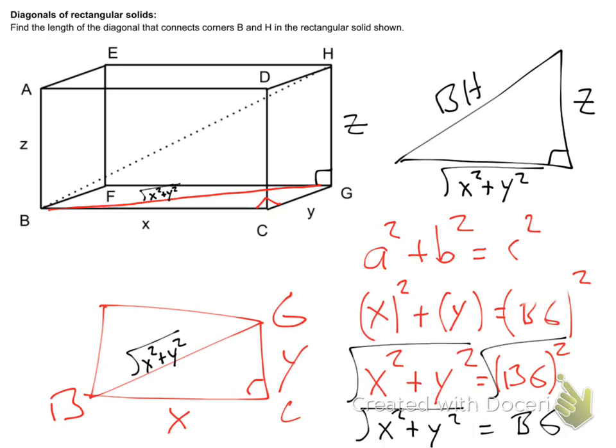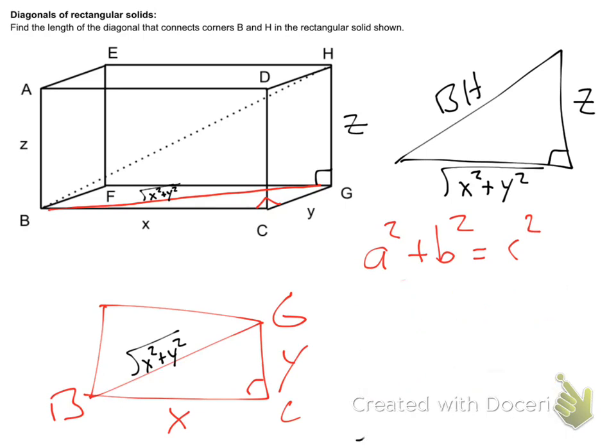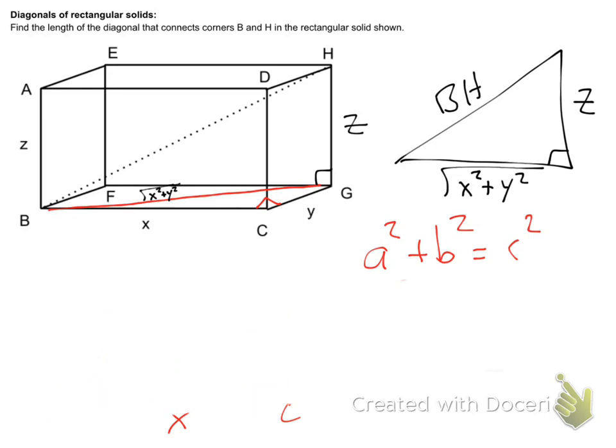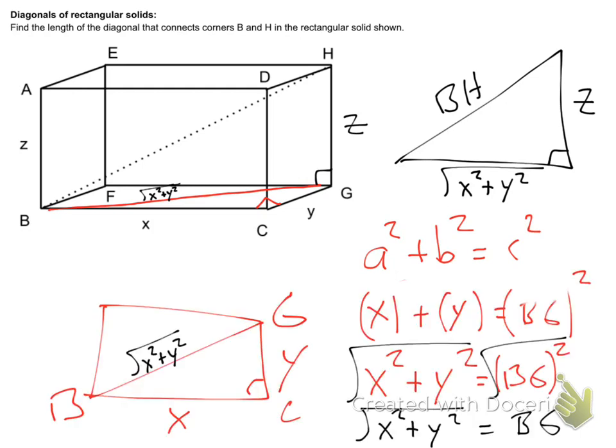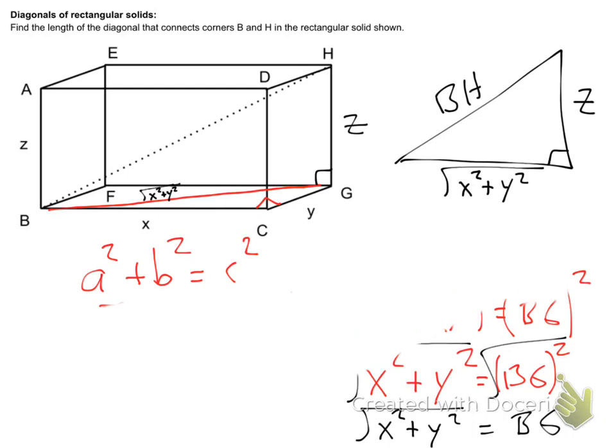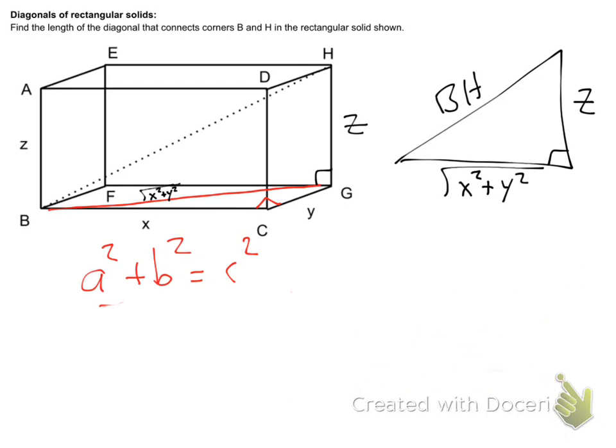I need some room, so I'm going to erase this work now. But I'm definitely going to use a squared plus b squared equals c squared. So, in this case now, it's a new triangle, right? What is a? What's one of your sides? Z. So then what's the other side?